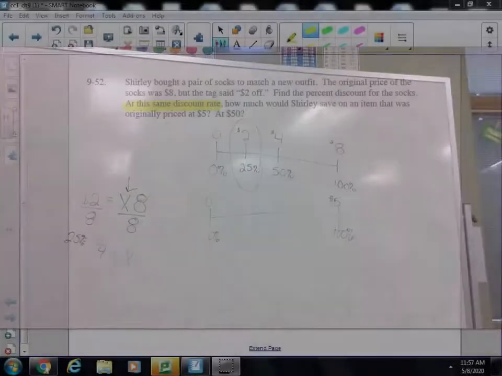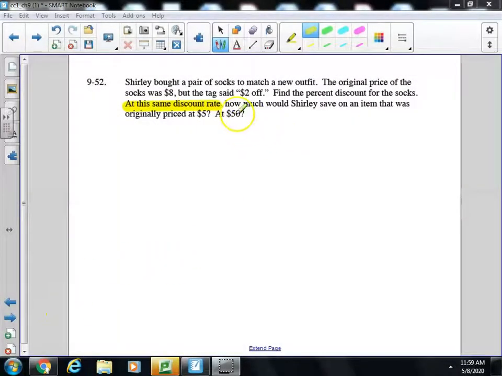So we're still not done. The second part of that question said, how much would she save on something that was originally $5 and something that was originally $50? Remember, the discount is 25%.